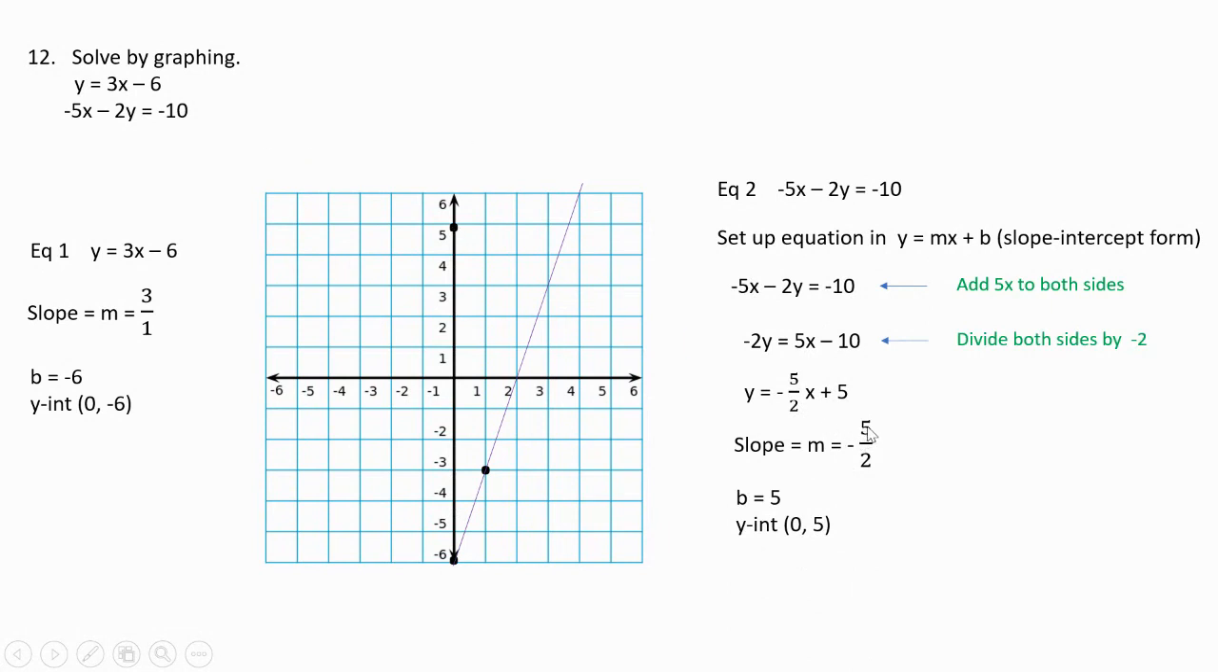Then I'm going to go down 5 and 2 across. 1, 2, 3, 4, 5, and 2 across. So my point will be right there. Okay, so my answer will be 2, 0, because that's where they intersect.